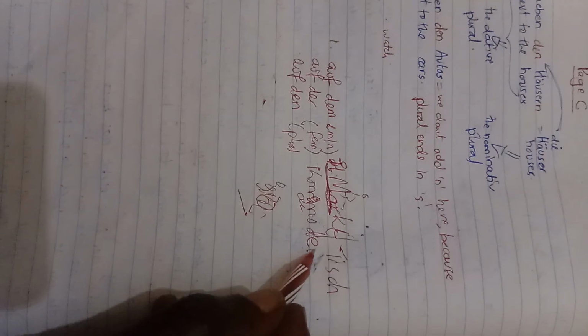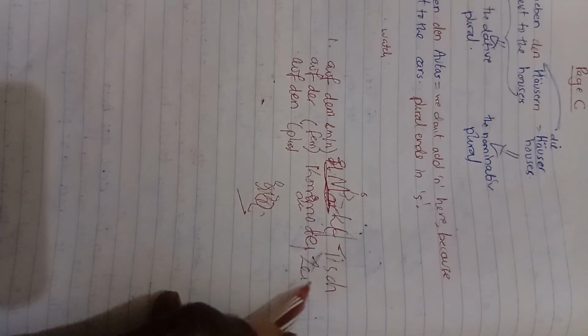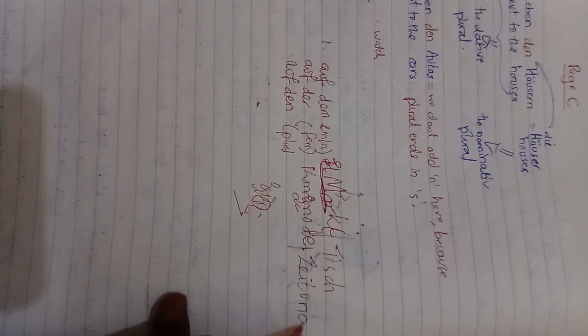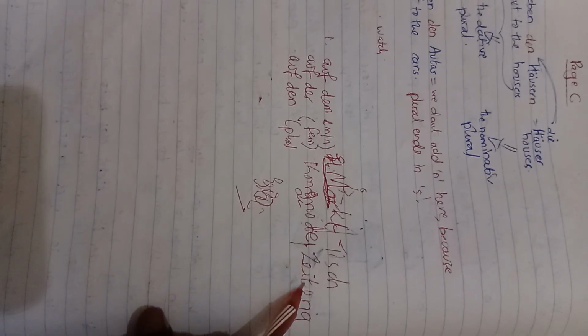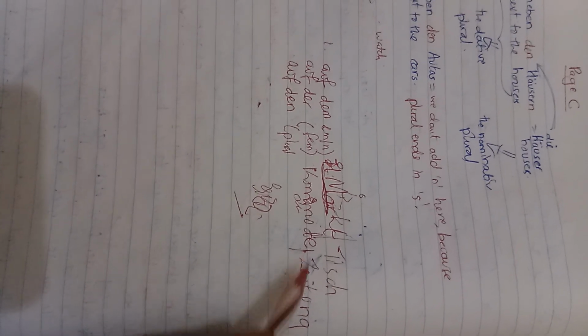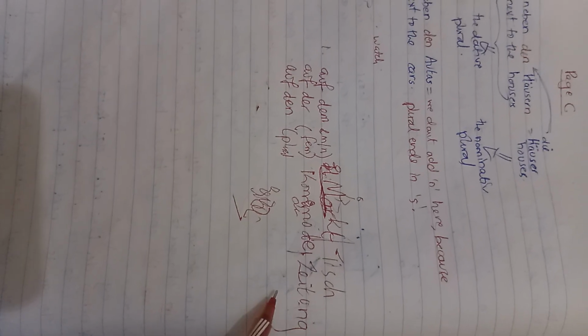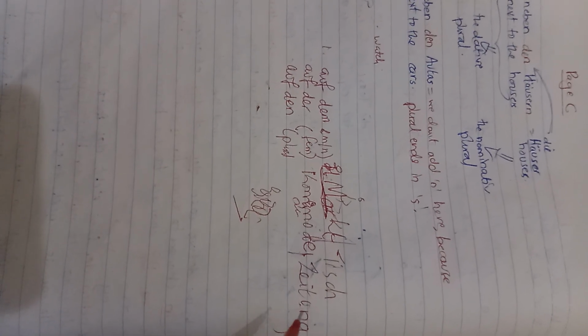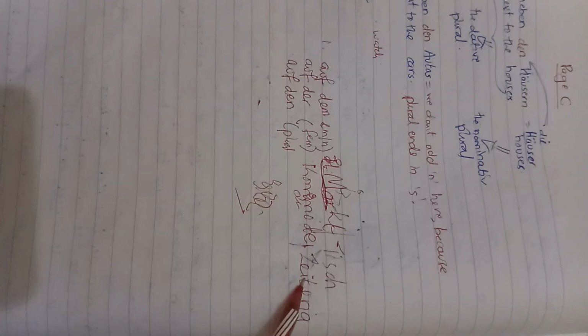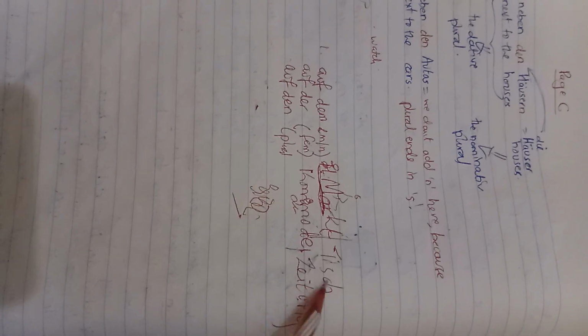Auf der. It can be on top of the newspaper. The German word for newspaper is Z-E-I-T-U-N-G. Zeitung. Auf der Zeitung. On top of the newspaper. Something can be on top of the newspaper. Etwas kann auf der Zeitung sein. So it depends on the gender of the noun.